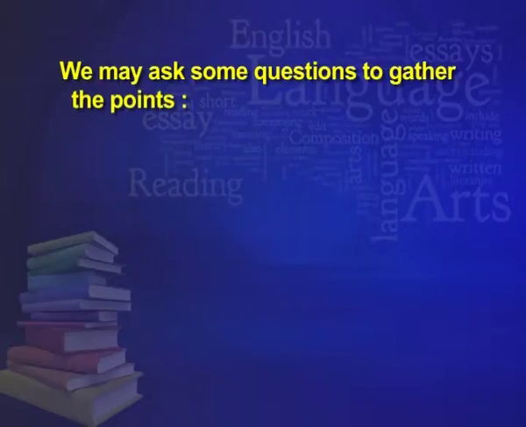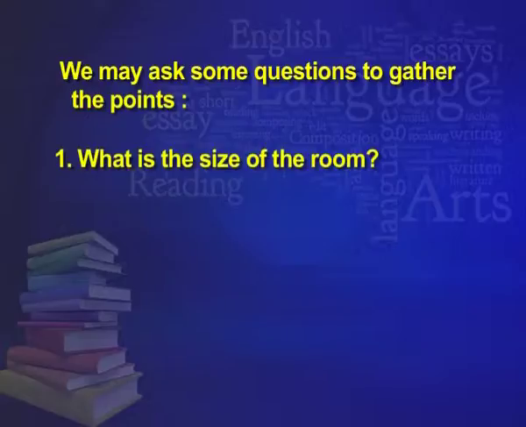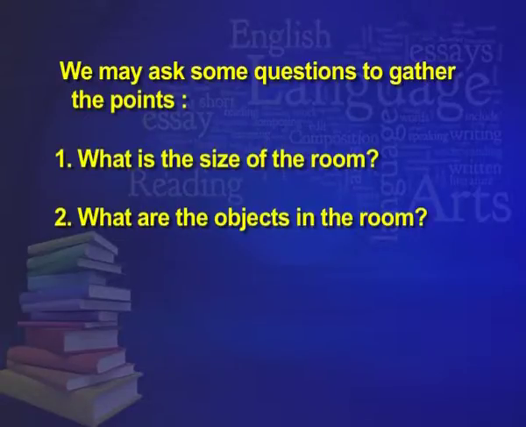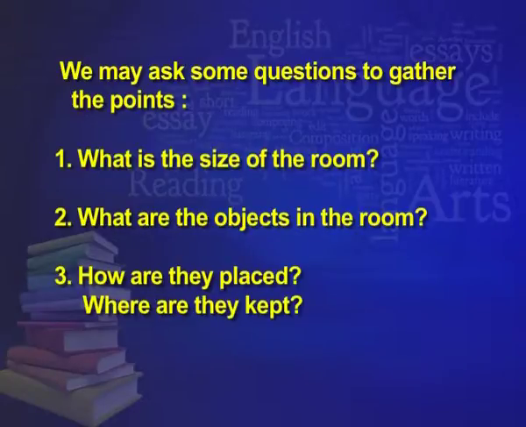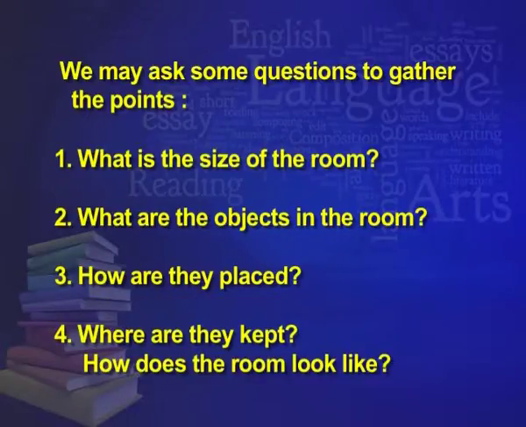Are you doing it? We may ask some questions to gather the points for our writing. What is the size of the room? You may say this is a spacious room or a small room. What are the objects in the room? There is a table, there is a television or something like that. How are they placed? Where is the table? Where is the TV? Where is the man standing and doing something? Where are they kept? What are they doing? These are the points you just write down.